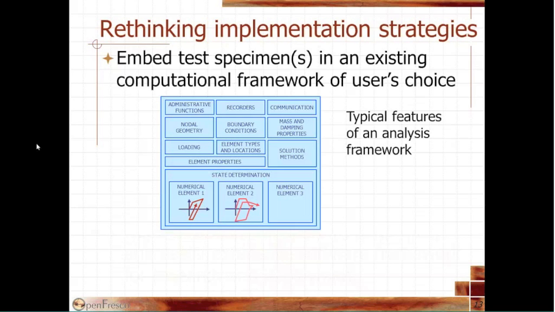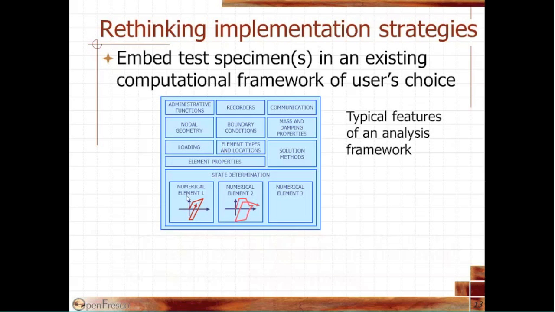They will have to define nodal geometries. They will have to define boundary conditions. You'll have to put on some mass and damping properties on your structure. You'll have to set up loads. And then very importantly, you'll have to set up your elements. What are the different elements that represent the different portions of your structure?